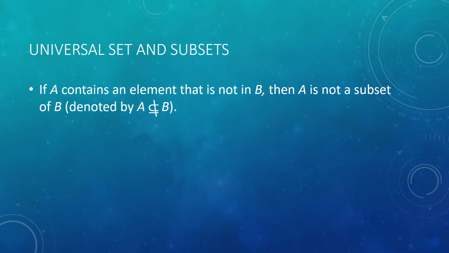Now we have similar notation to when we were looking at "element of" and "not an element of." It says if A contains an element that's not in B, then A is not a subset of B. And that's denoted by this symbol here, which you would read as "A is not a subset of B."